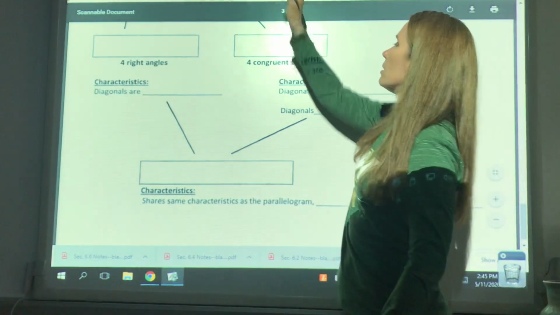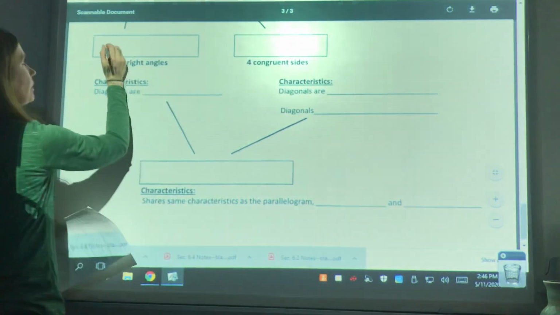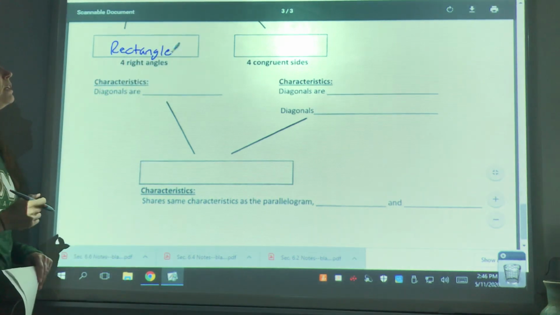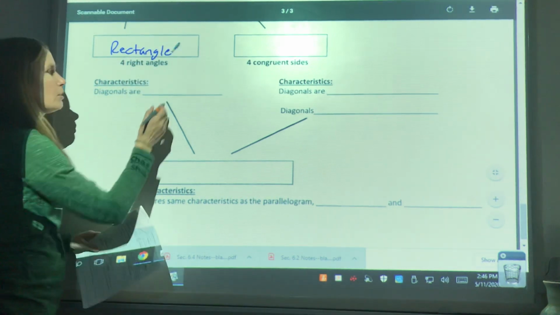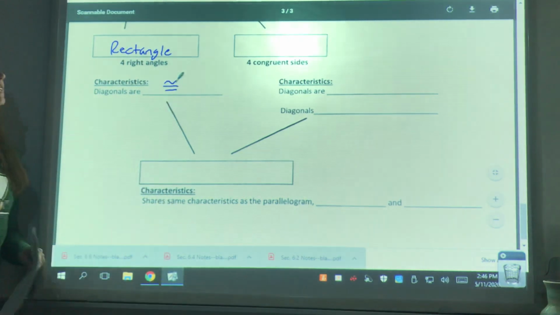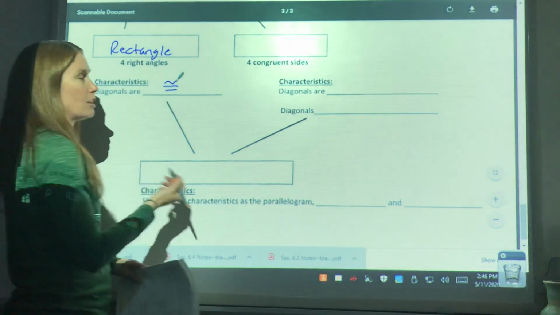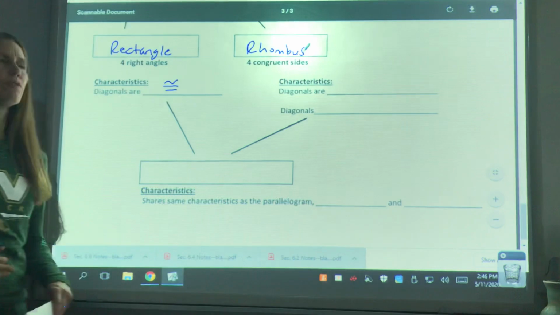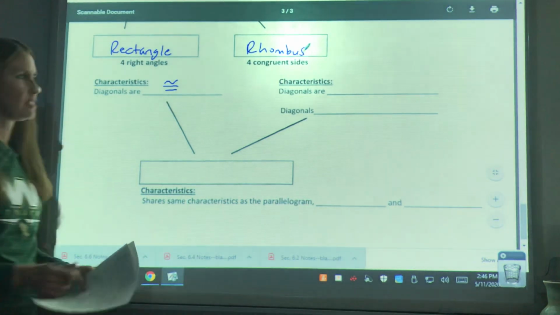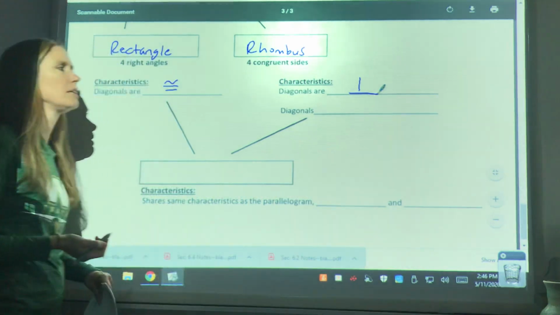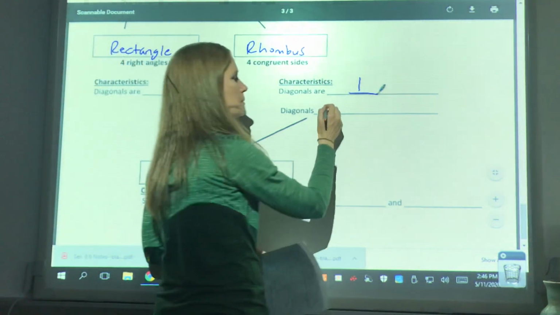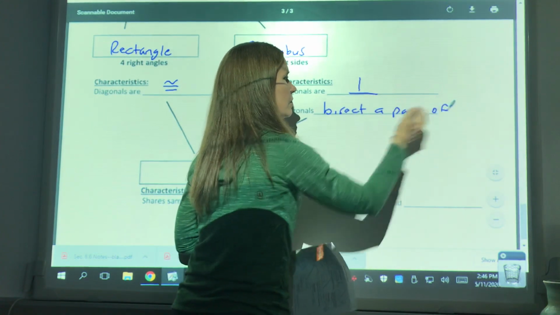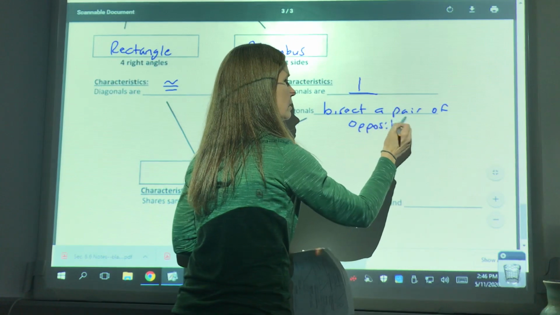Okay, now we're going to move it up and we can finish the rest of this page. So last little bit here is a rectangle, has four right angles. We know its diagonals are congruent to each other, and the other parallelogram we talked about is a rhombus, and it has four congruent sides. And the other things we said about a rhombus is the diagonals are perpendicular, again upside down T, and the diagonals bisect a pair of opposite angles.